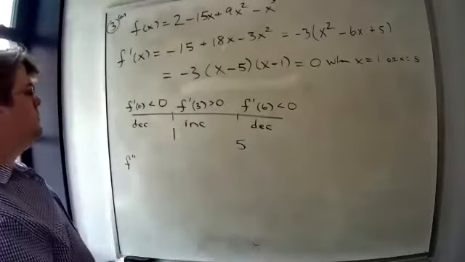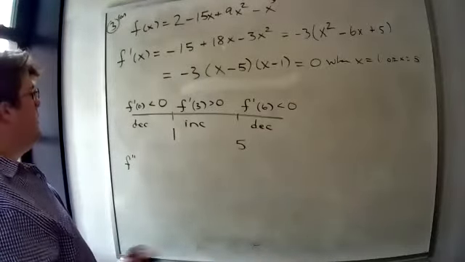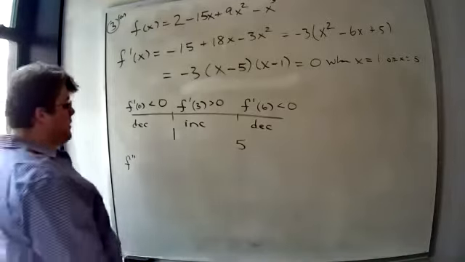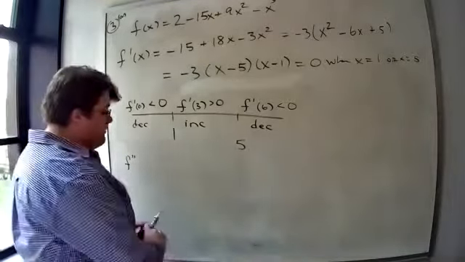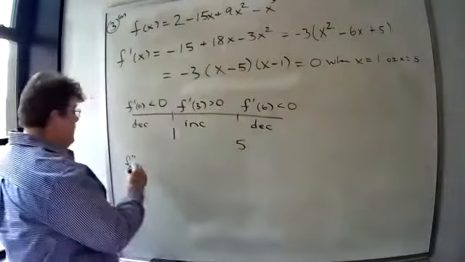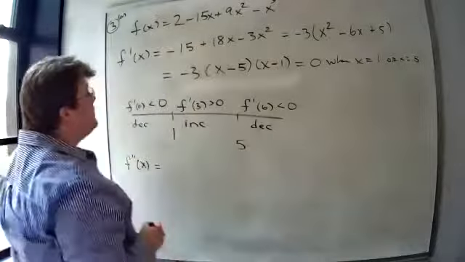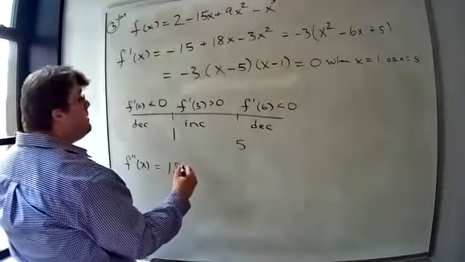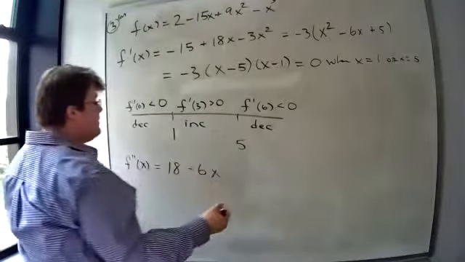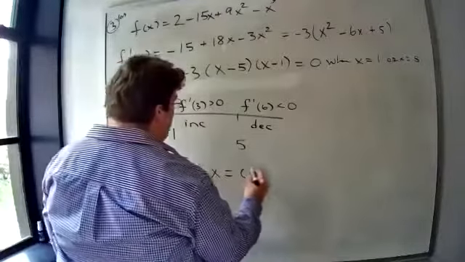Okay, so the first derivative told us where the function was increasing or decreasing. The second derivative is going to tell us where it's concave up, where it's concave down. So let's find the second derivative. I'll use this one. So 18 minus 6x, where is this 0?